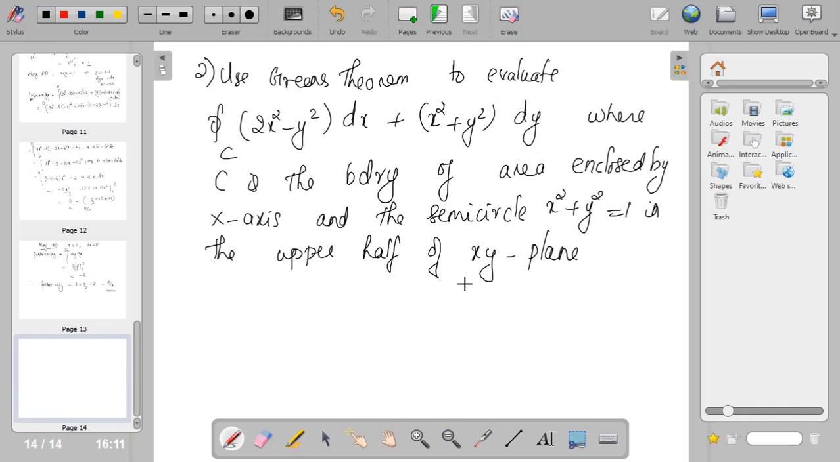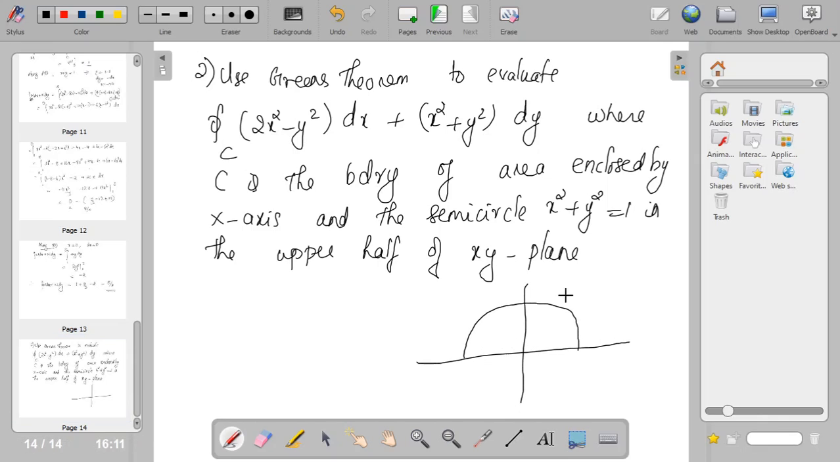So the region is enclosed by the x-axis and the upper part of the semicircle. So you will have the region, so this is the upper part of the circle, x square plus y square equal to 1, and this is the x-axis, so you have y equal to 0. So we need to take the counterclockwise direction. So this is the required curve C. So this will be minus 1, 0 and here you have 1, 0. So this is the region R.